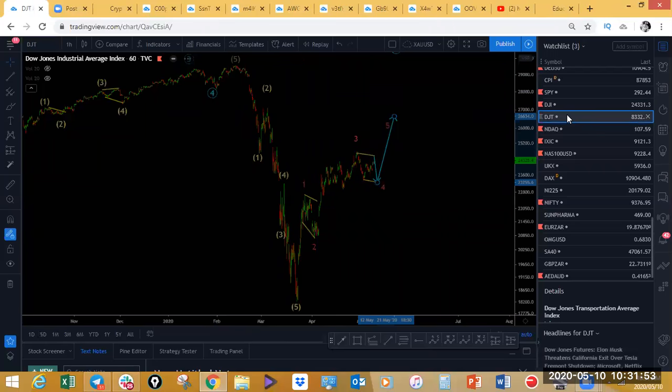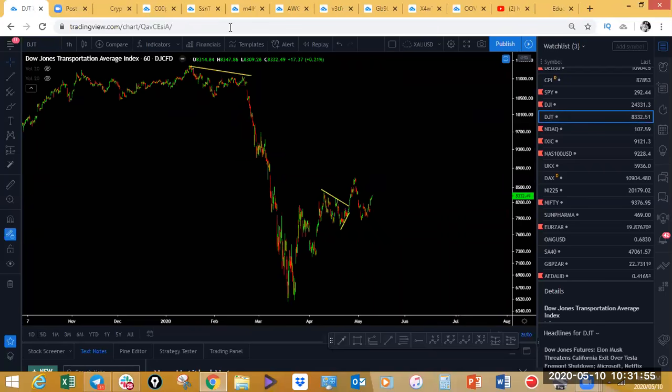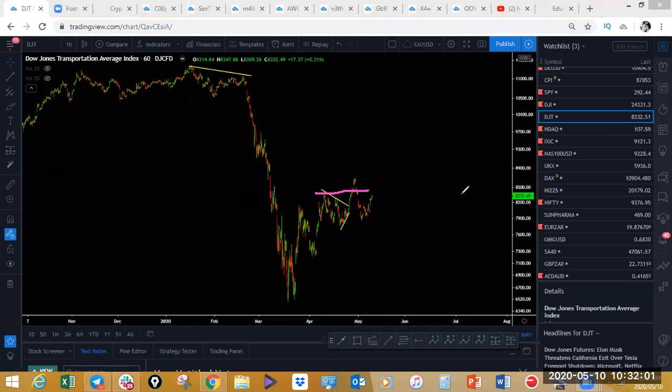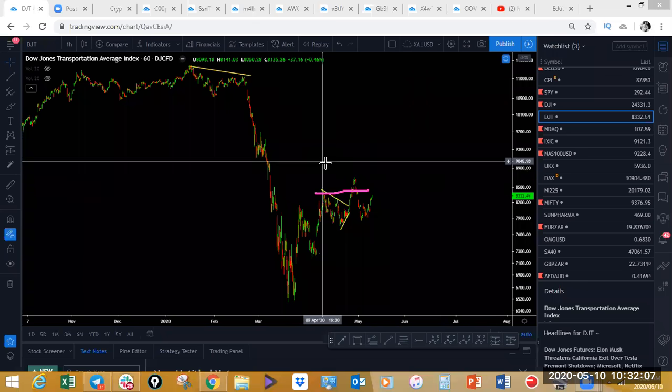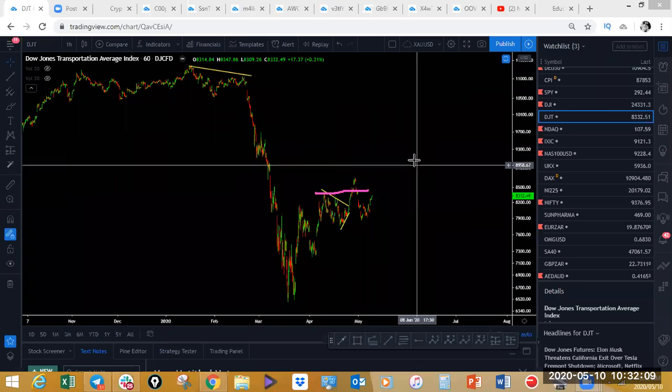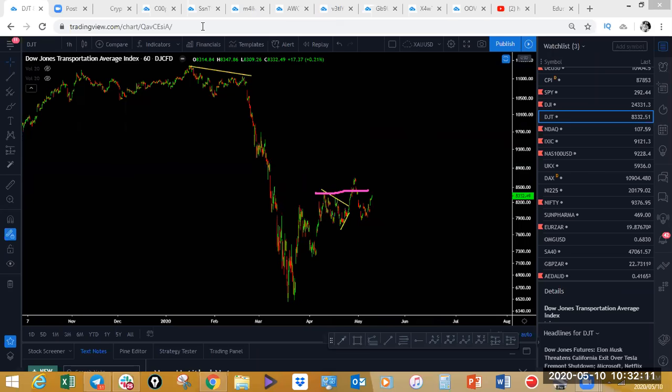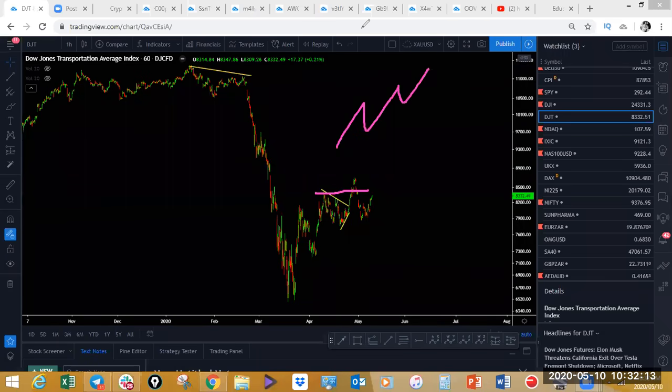Transportation, we saw the transportation break higher to confirm. Remember what we said about the Dow Jones industrial and the transportation. They need to confirm each other's highs and trends. So that means if the Dow Jones industrial continues making higher highs and the Dow transportation confirms the same, then that means we've got a trend to the upside.